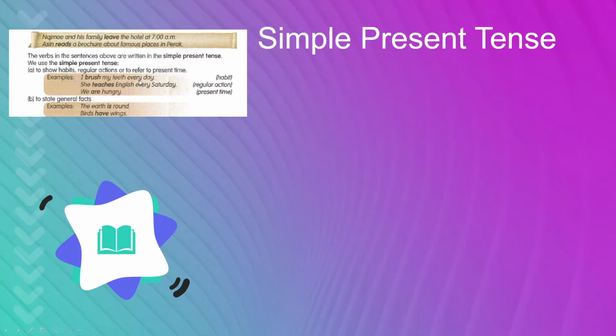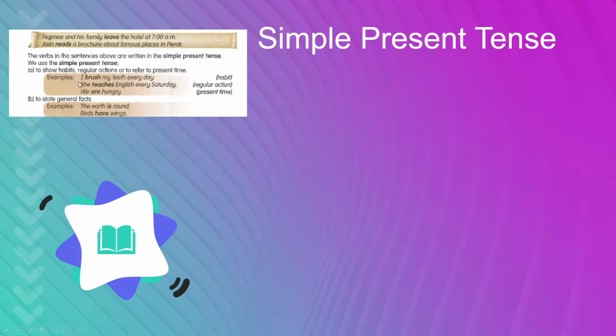Okay, next we'll look at the rule of simple present tense. Okay, this is an excerpt from your textbook. The verbs in the sentences above are written in the simple present tense. We use the simple present tense to show habits, regular actions, or to refer to present time. Okay, here, Najmi and his family leave the hotel at 7 a.m. Okay, this is about present time. Asin reads a brochure about famous places in Perak.